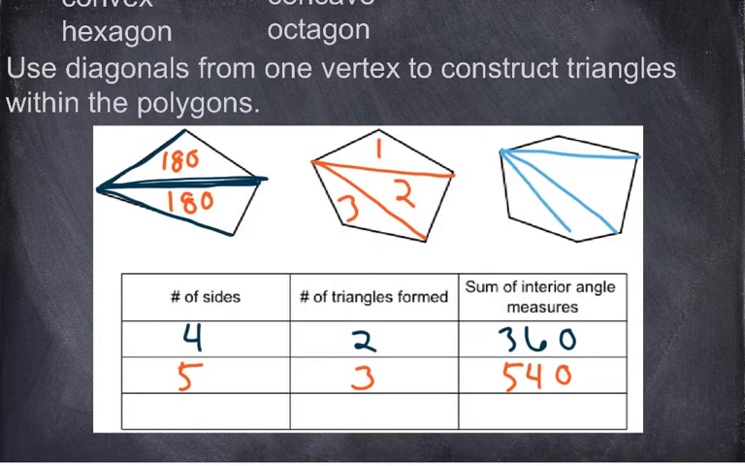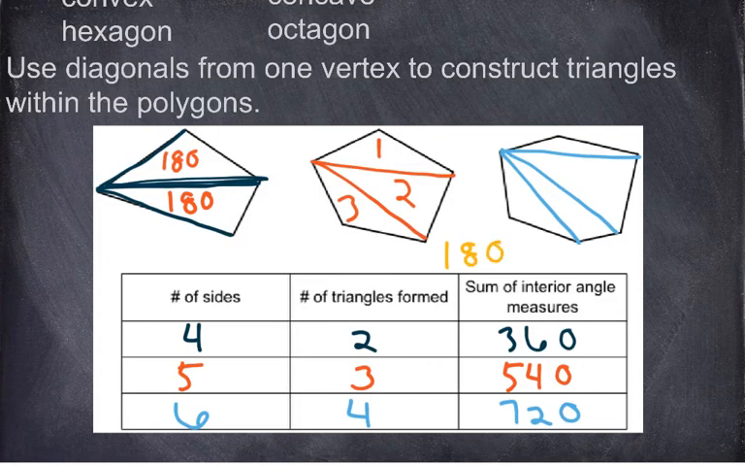Now for our last one here, if I start from this vertex, cut across at the top, and then work our way down, creating diagonals. Now here, if you count the sides, you'll notice that there are 6 sides. We just created 4 triangles. So again, when you take those 4 triangles, times it by 180, we get 720 degrees. Now the question is, is there a correlation here with the number of sides and the number of triangles? And then finally the degree measure. Keep in mind that each triangle is 180 degrees.